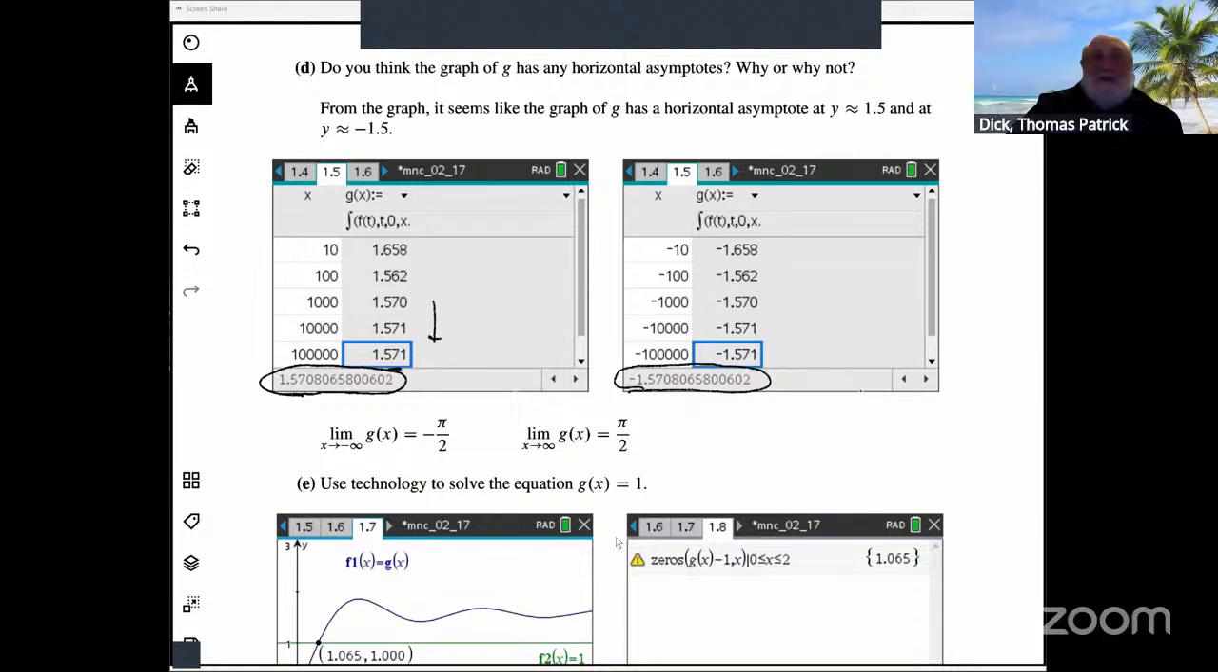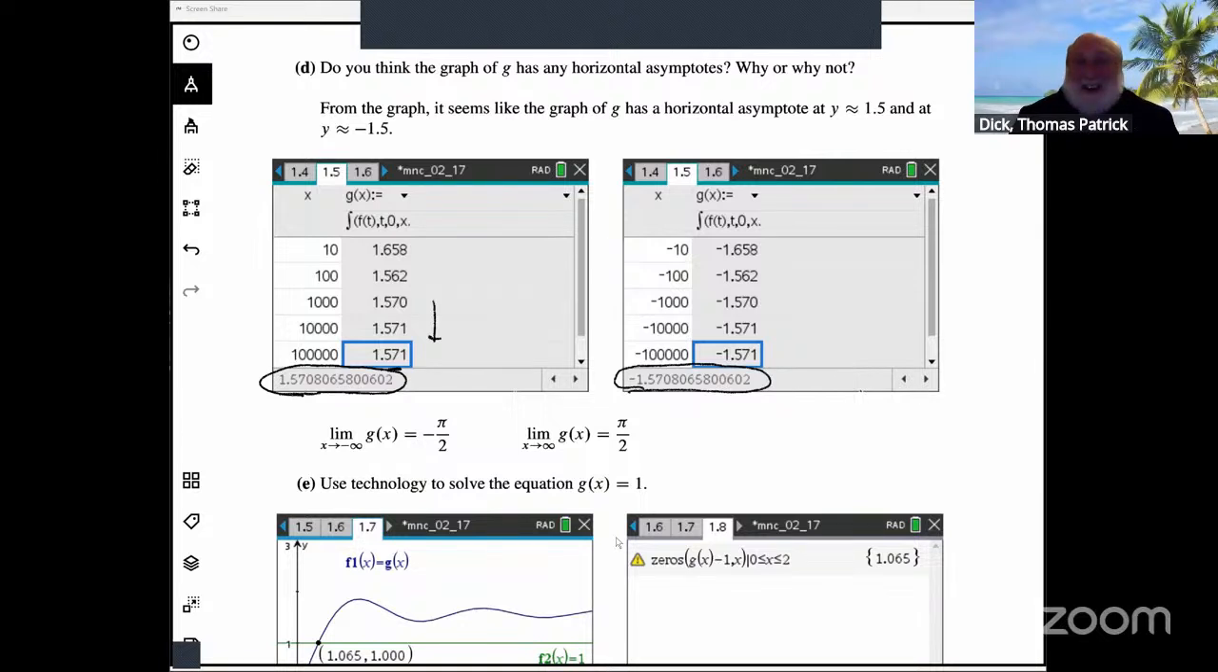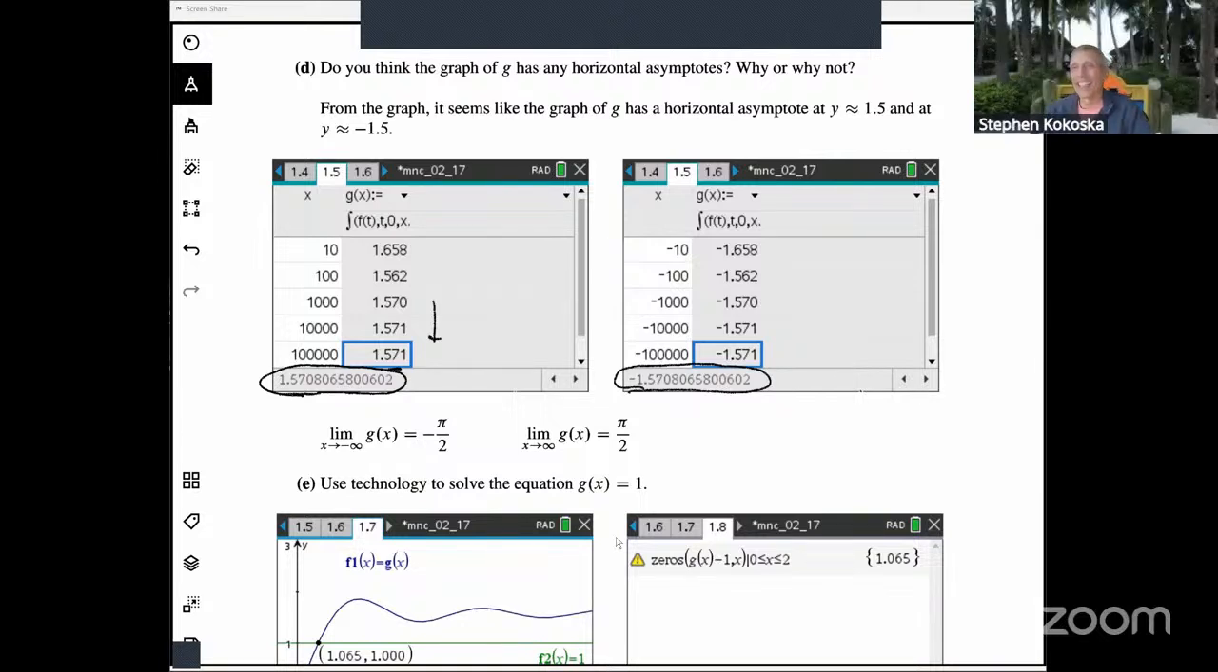You may have more confidence than me, Steve. I mean, it's certainly close to, but I'm not sure. I have to think about it. Yeah, I'm pretty sure that's the right answer. It is pi over 2 and minus pi over 2.